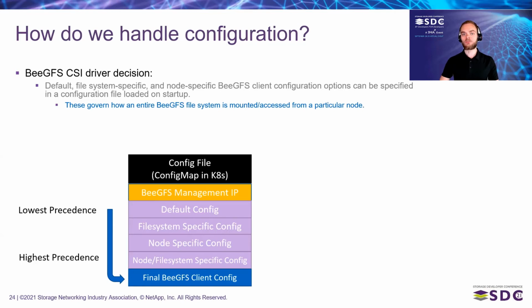Thus, right off in the 1.0 release, we allow administrators to manage all BeeGFS client configuration using the driver. You can define configuration that applies to all file systems and nodes, specific file systems, specific nodes, or even a specific file system mounted to a specific node, in that order of precedence. This gives administrators complete flexibility to configure the CO nodes for BeeGFS, regardless if their cluster is comprised of a diverse mix of hardware.